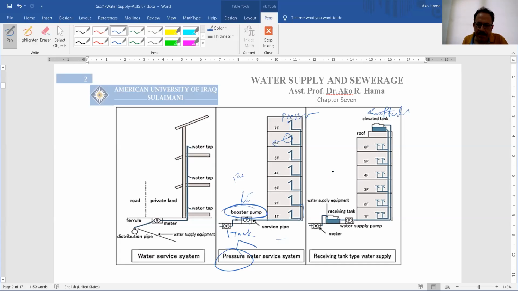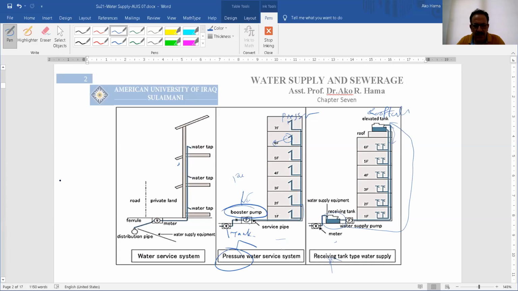It will be here. Now the other one is we have to have a tank, and the water will be raised directly to the top of the building, and then by gravity we will have the water go to the building. This is called the receiving tank type water supply. So we have this type and this type, and there are no other types between these two.